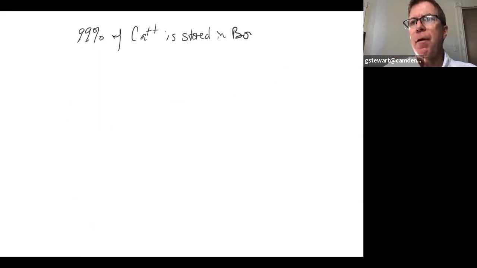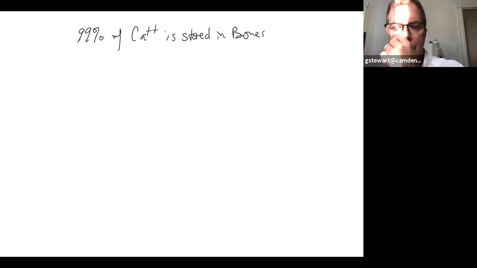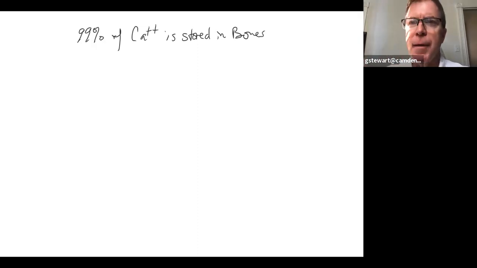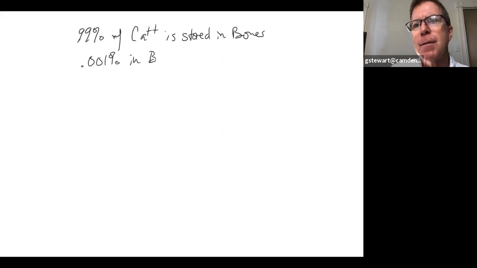That doesn't leave very much left to be in our cells as well as in our bloodstream. A very, very small amount, less than 1%, like 0.001% of calcium in the body, is actually in the blood at any one time. So I'm going to write that: 0.001% in blood. That doesn't seem like even worth talking about.